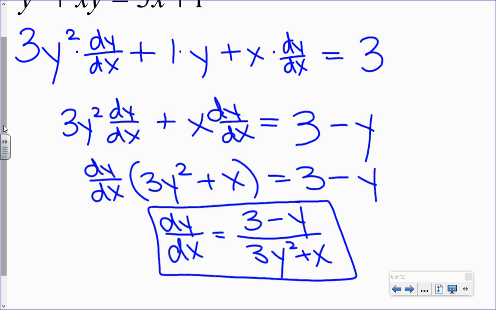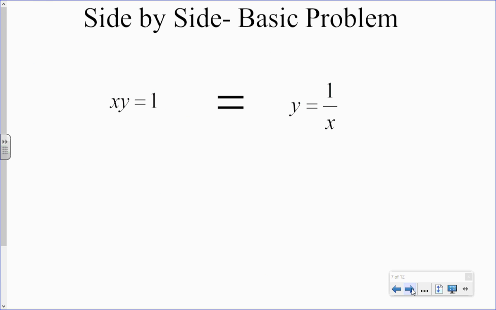So let's talk about this problem right here. Do you agree that xy equals 1 is the same as y equals 1 over x? Are those the same equation? Just rewritten differently, right? Okay. Well, let's talk about the difference in solving these derivatives. Okay. Let's go to the right side over here.